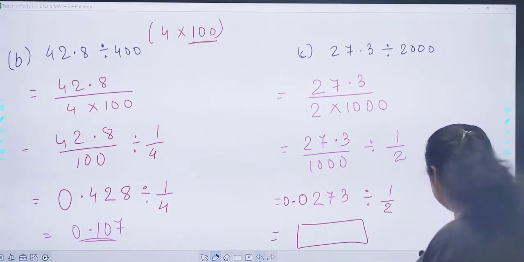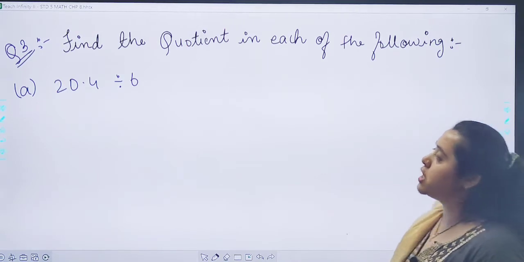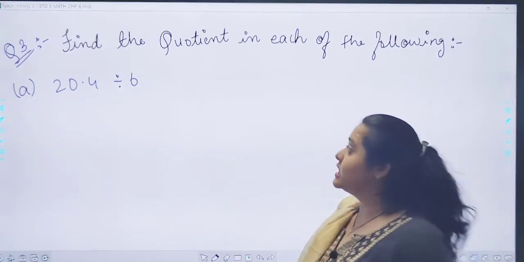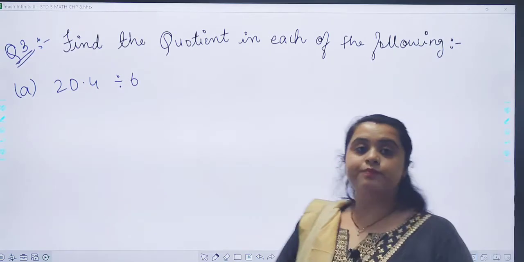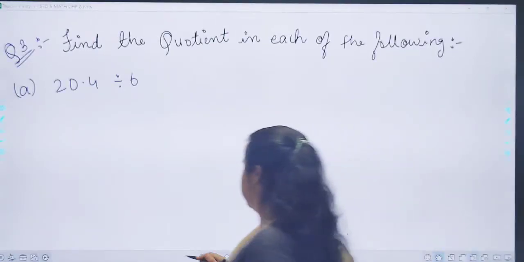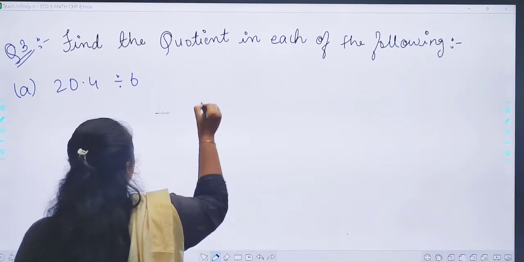Okay. So now let's move to our question number 3. That is, find the quotient in each of the following. We are supposed to find the quotient. Let's start this.